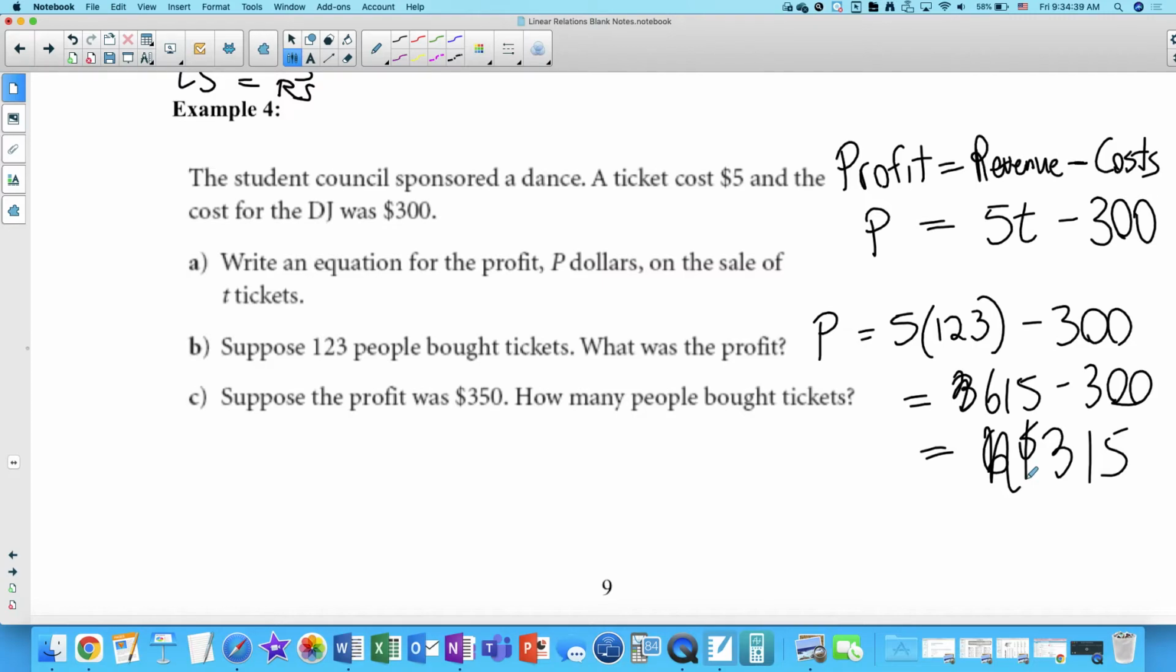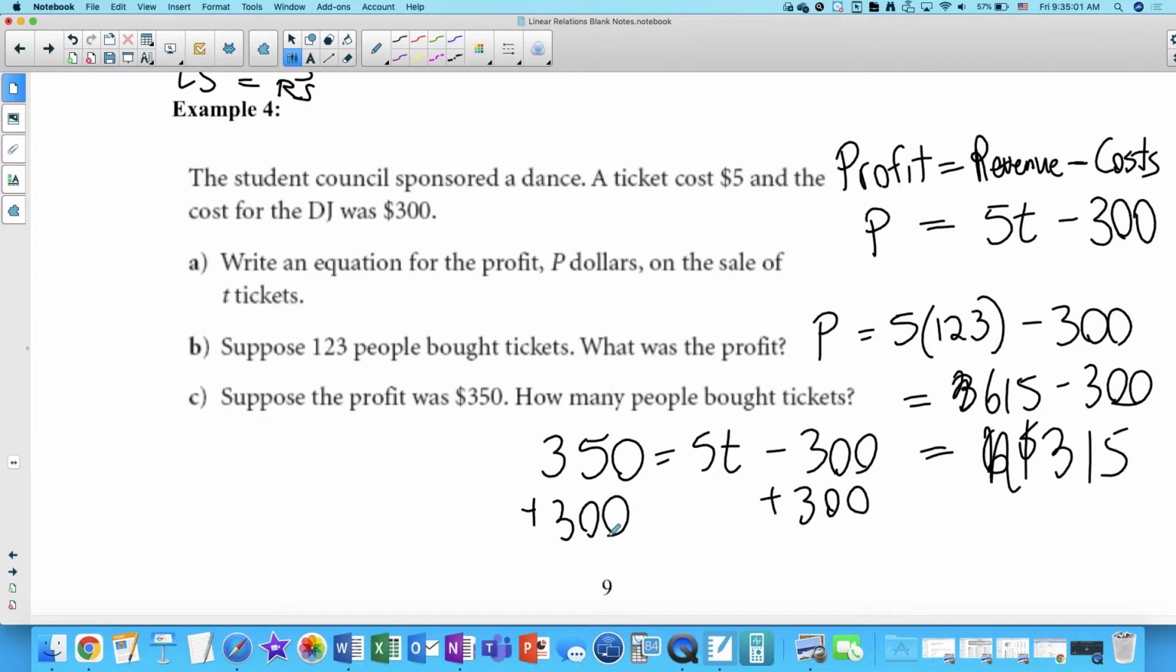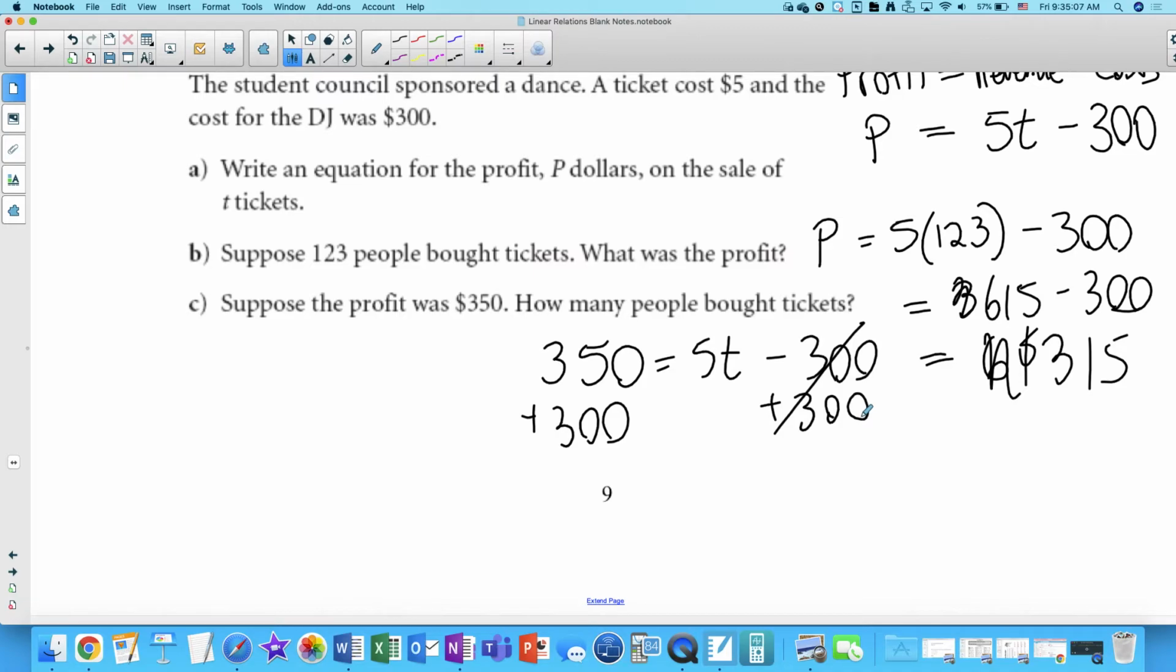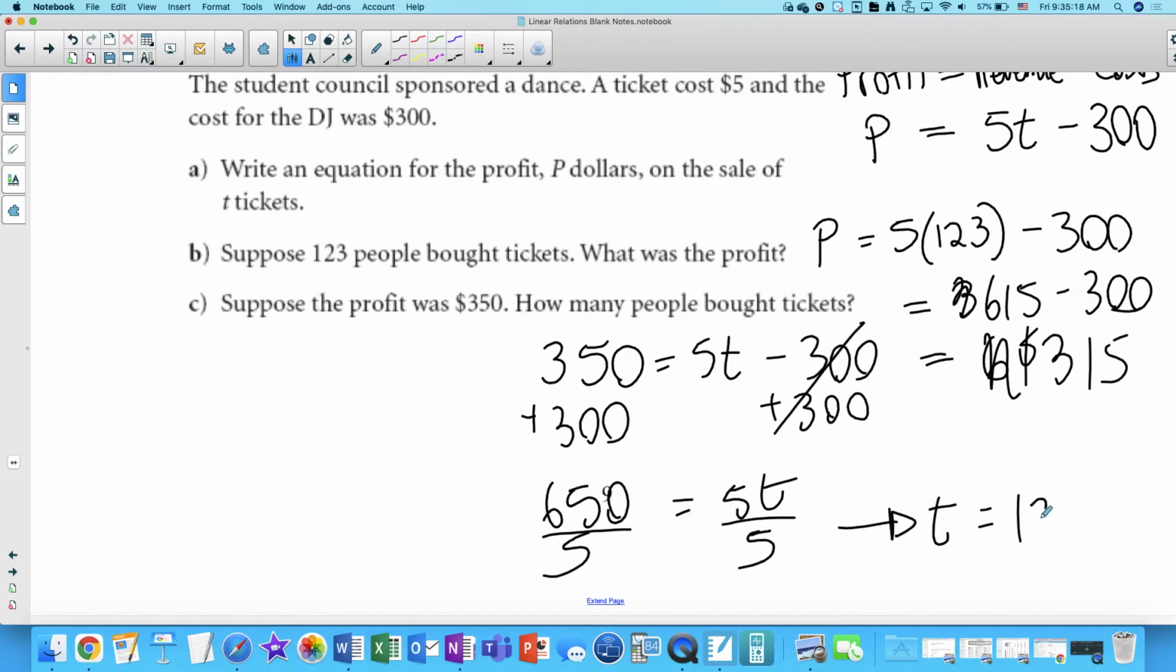So once you have an equation, you just have to figure out, do I know T or do I know P? Here we know P. We know the profit was 350, so we're going to plug it in for P on the left. Right? And then we can solve. So we would add 300 to both sides. And then this is 650 equals 5T. And then we can divide by 5. And I believe that's 130. 130 people.